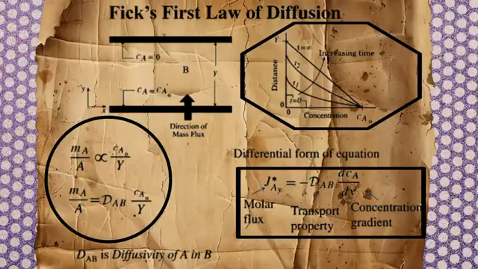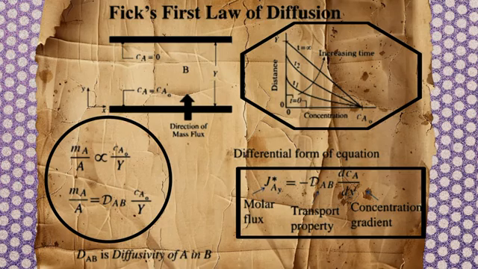Fick's first law of diffusion. This law describes how particles move from a region of high concentration to a region of low concentration, a process critical in fields like chemical engineering, biology, and environmental science. Let us begin with a basic setup.